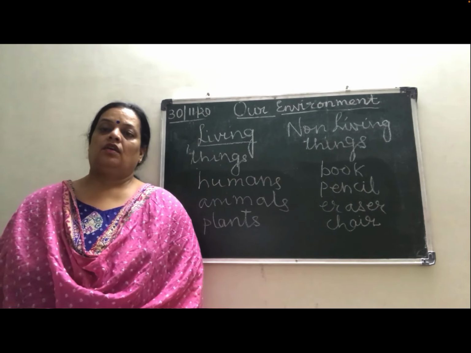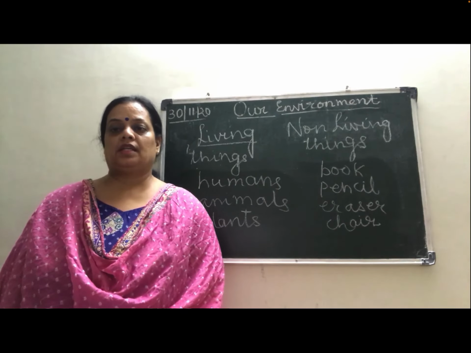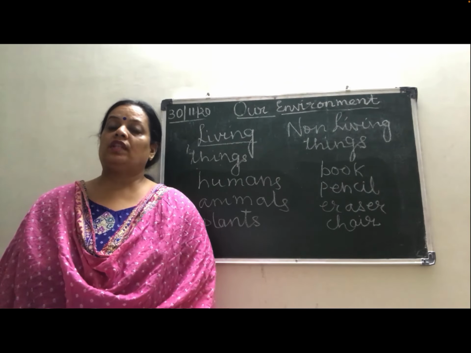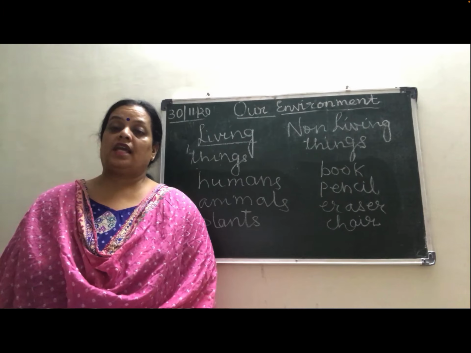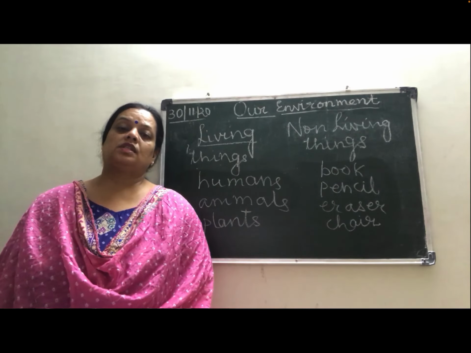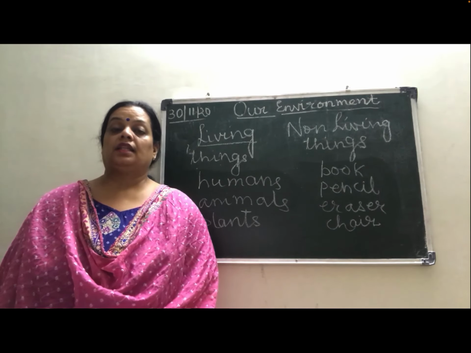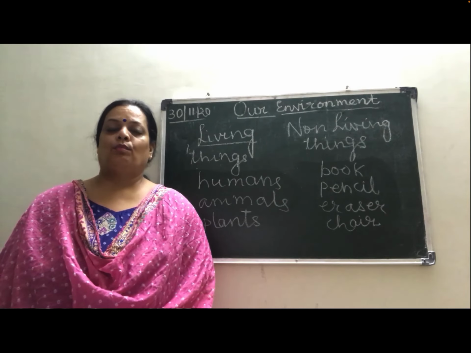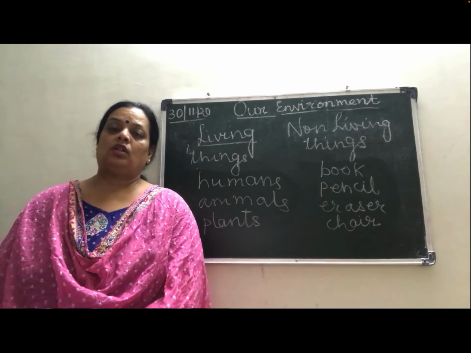In our last session, we had started a new lesson, our environment. We had learned what environment is, what are natural things, and what are man-made things. So children, whatever things we see around us is known as an environment. And whatever things are given to us by nature are known as natural things, like mountains, hills, rivers, stars, moon, sun, etc. And the things which are made by humans are known as human-made things, like car, mobile, building, road, chair, table, etc. So all this we have already learned.